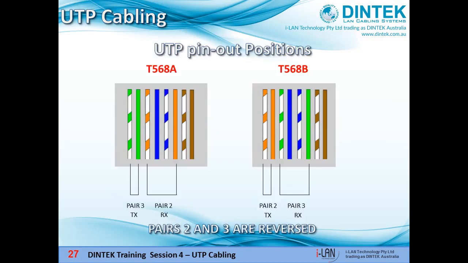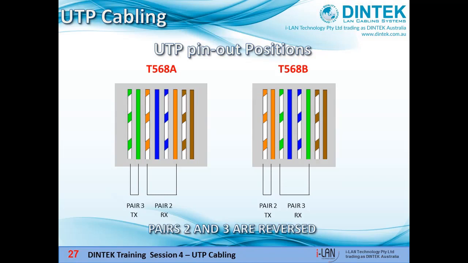For pinouts for wiring up an RJ45 plug, there's 2 wiring standards that can be used under the ANSI TIA 568 standard, T568A and T568B. The difference between the two is that pairs 2 and 3 are reversed. That is, the green pair and the orange pair are swapped around, as you can see in this diagram. In Australia we use T568A.